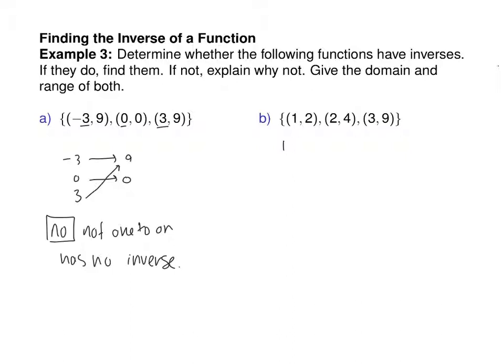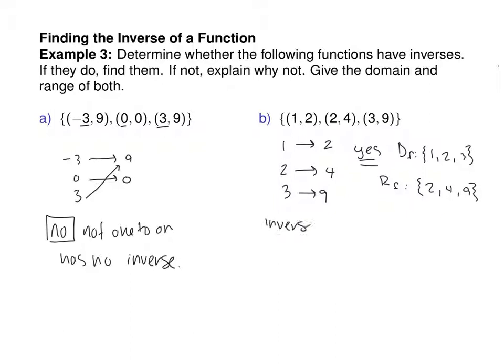This one: 1 goes to 2, 2 goes to 4, 3 goes to 9. Is that function one-to-one? Yes. Okay, so if we call that relationship F, the domain of F is all the x's: 1, 2, and 3. The range of F is all the y's, which are 2, 4, and 9. Now the inverse is just going to do the opposite thing. If this function takes 1 to 2, the inverse undoes that and takes 2 back to 1. So 2 goes to 1. Where does 4 go back to? 2. And 9 goes back to 3. The notation for that is F with a little negative 1. That little negative 1 means inverse. What is the domain of that inverse?